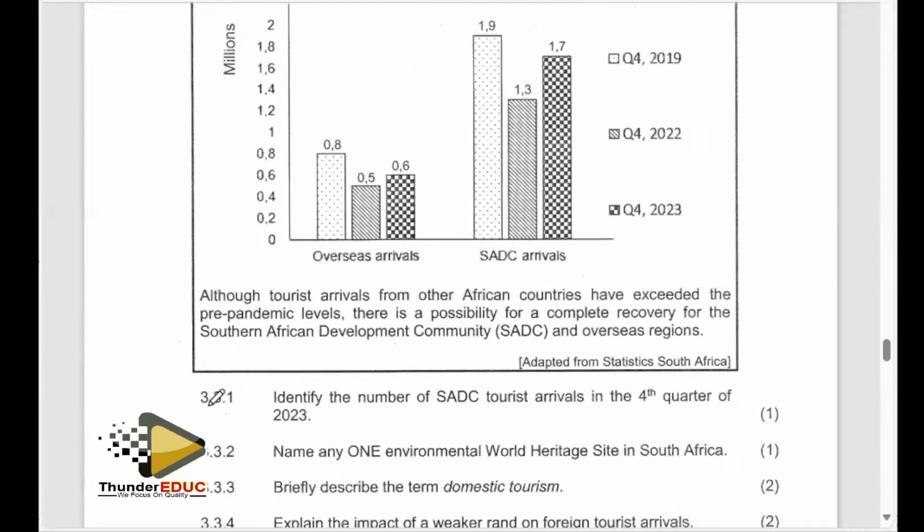So now let's check 3.3.1. Identify the number of SADC tourist arrivals in the fourth quarter of 2023. If you check the fourth quarter of 2023, we actually have 1.7 million. So this is our appropriate answer. Then let's check 3.3.2. Name any one environmental heritage site in South Africa. So we have Robben Island. Okay, right.